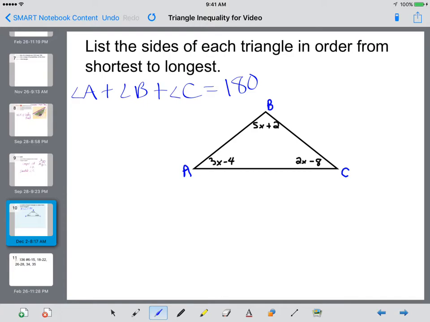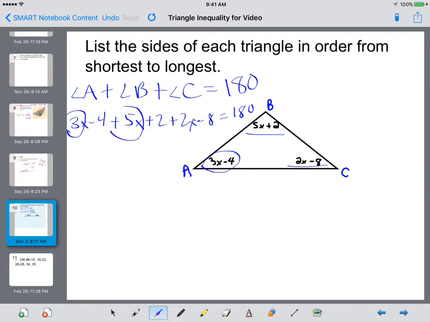So I'm going to do just that. I'm going to take the 3x minus 4, replace it with angle A, and then take 5x plus 2, replace it with angle B. And lastly, the 2x minus 8, and replace it for angle C. And now I'm going to solve.